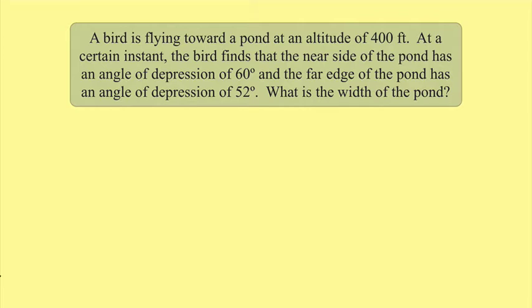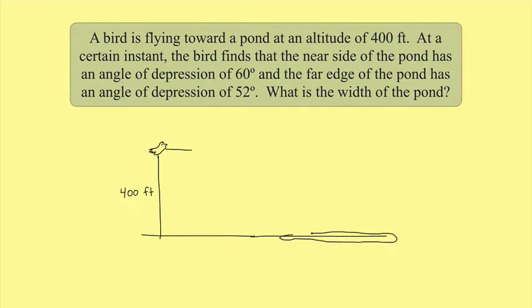So the first thing you should do is try and draw a picture. Okay, we have a bird, and it says that the bird is flying toward a pond at an altitude of 400 feet. That means it must be flying 400 feet above ground level, and it's flying in a straight line. It's not getting closer to the ground or further away if it's staying at an altitude of 400 feet. And then we see that there's a pond. It's flying toward a pond. So there must be some kind of pond in the distance here that the bird sees.